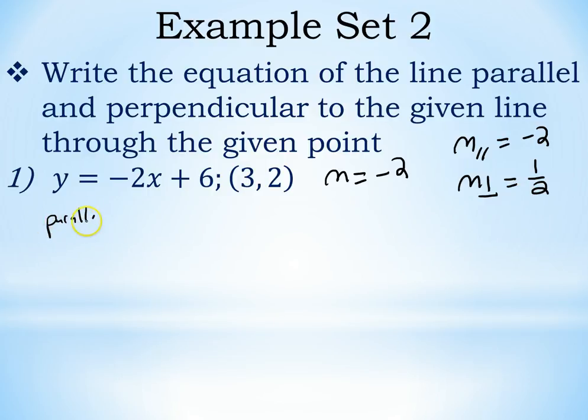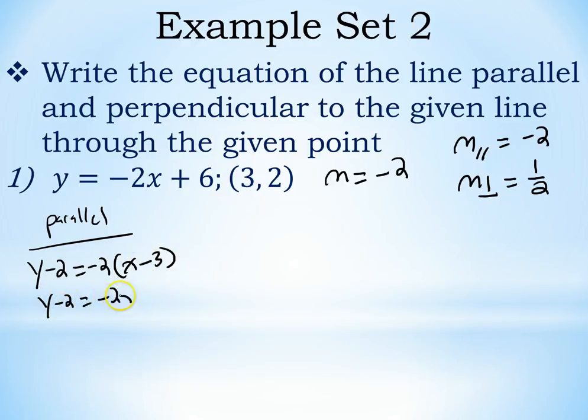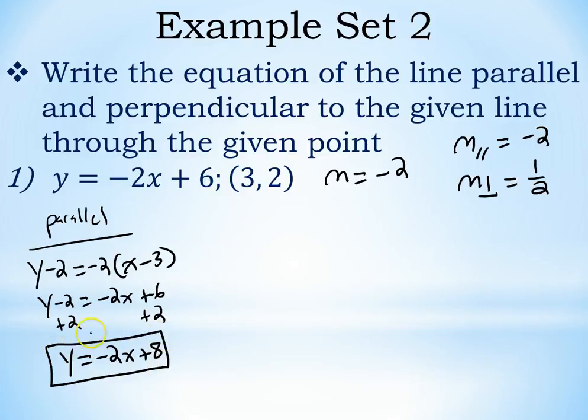So parallel first. We plug into y minus y1 equals m times x minus x1. So y minus 2 equals negative 2 times x minus 3. We get y minus 2 equals negative 2x plus 6. When I add 2 to both sides, y equals negative 2x plus 8. Very easy. Perpendicular.